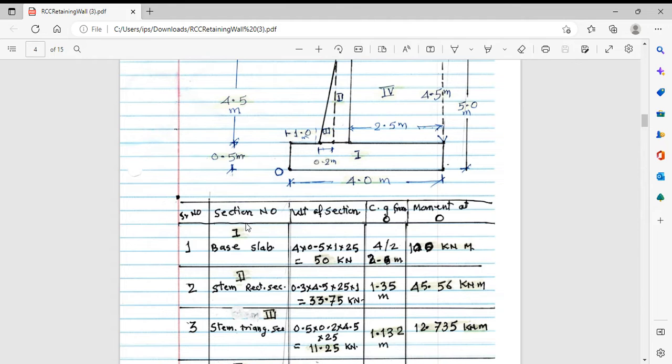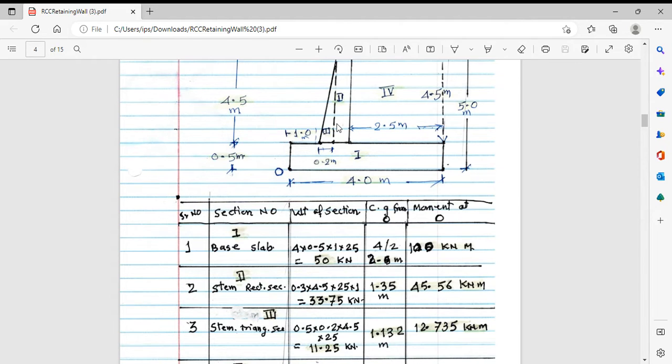First of all, consider section number 1. It is nothing but this length into this thickness into 1 meter along the length multiplied with the density of the concrete. That is 4 meter, 0.5 meter, 1 meter, and 25. So it comes out to be 50 kilonewton. The CG from this corner, we can call this O, is taken as half of that, that is 2 meters. The moment taken at this point will be this load multiplied by the distance of the CG, in the clockwise direction.